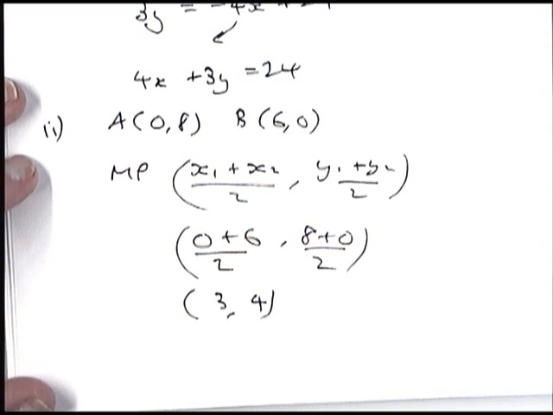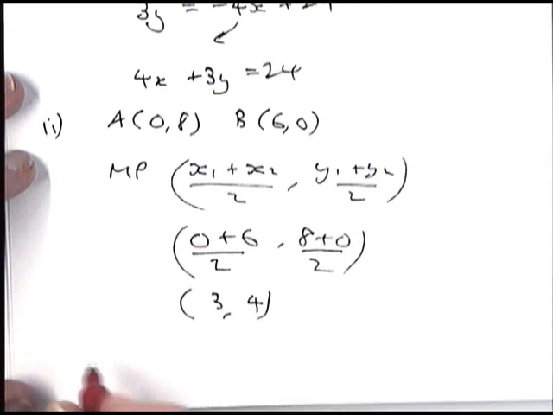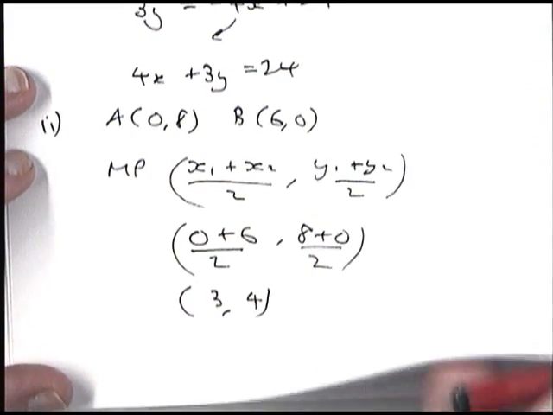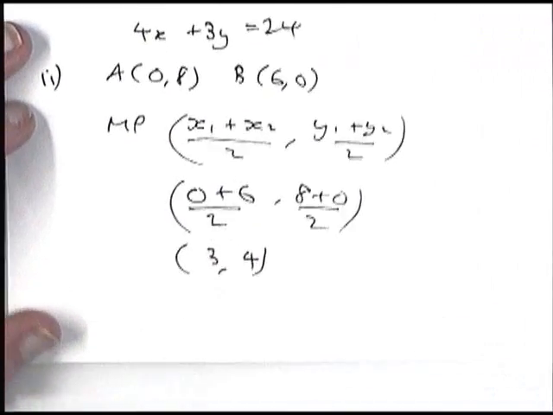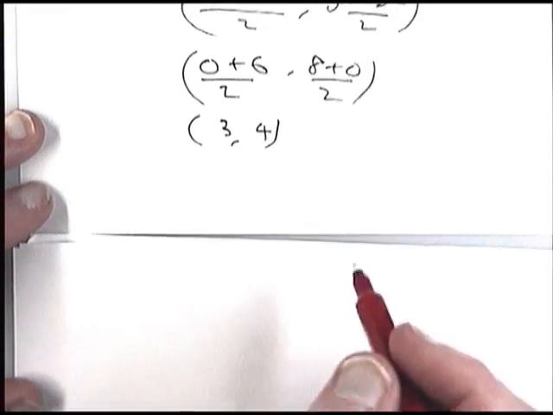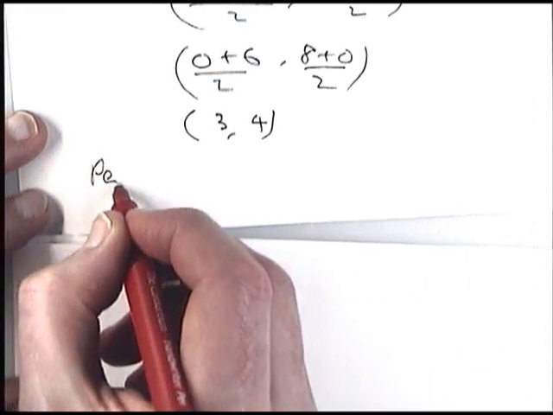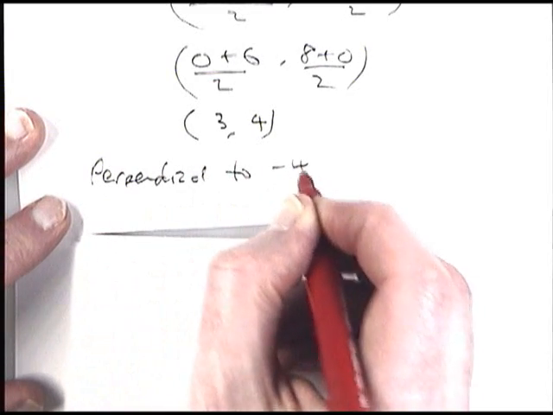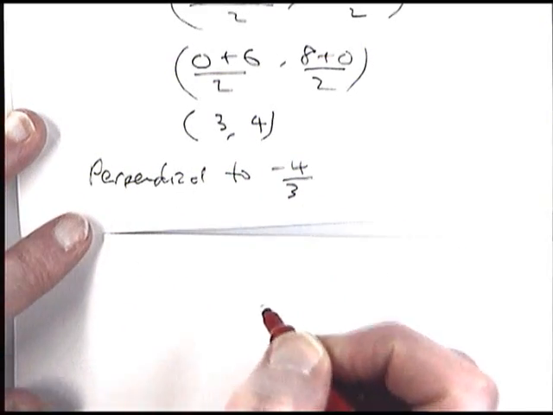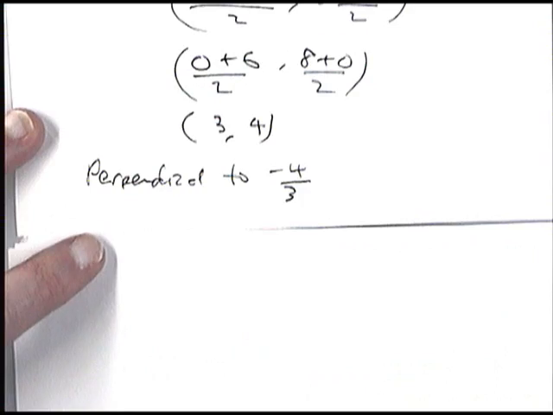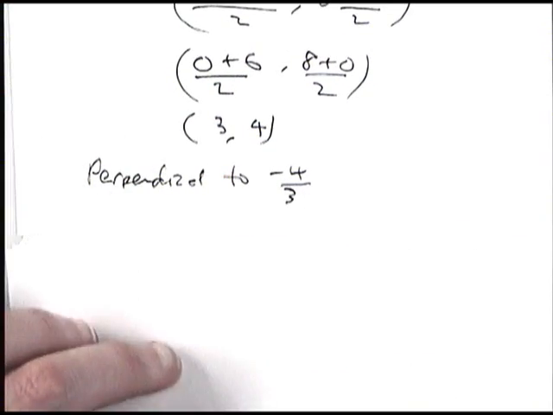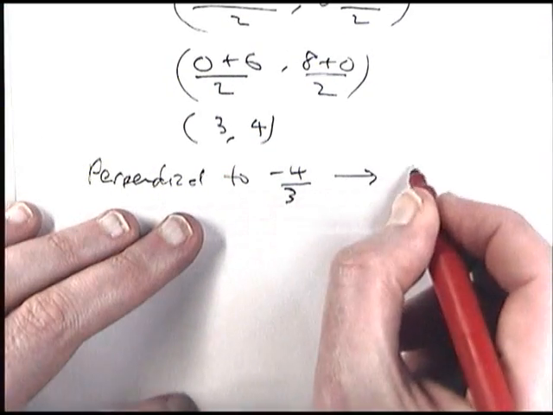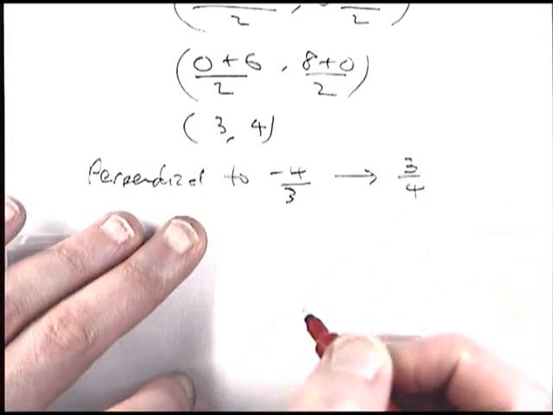Perpendicular means it's got a gradient at right angles to the previous gradient. Now the gradient we had earlier on was minus 4/3. So we need a gradient which is perpendicular to minus 4/3. Remember, to find a perpendicular gradient, if you've got a fraction you turn it upside down. You've also got to change its sign. So the new gradient we're going to use is 3/4.